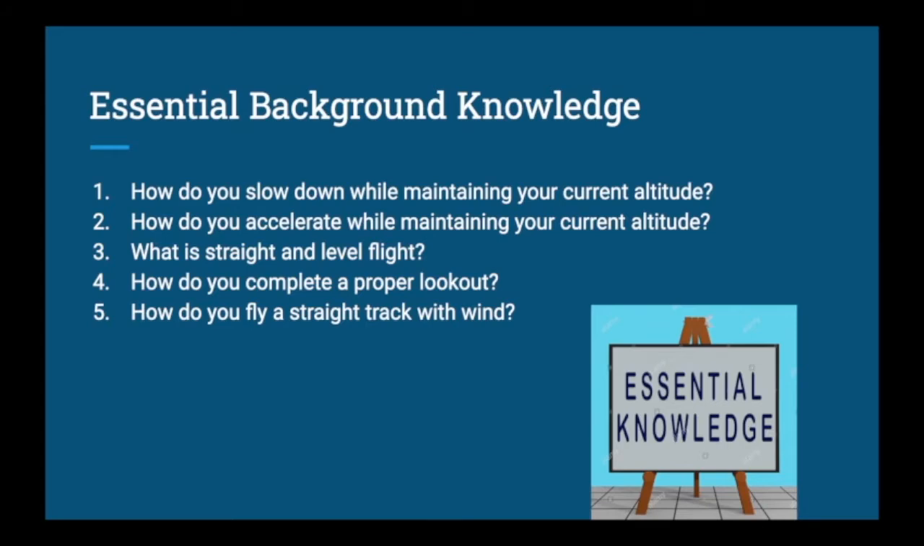Some background knowledge for this lesson. If you want to pause the video and answer these questions, we'll start with number one. How do we slow down while maintaining our current altitude or reducing our airspeed? We've already done this. You reduce your power, slightly pitch up, and then trim. Power, attitude, trim. And to accelerate, you're going to add power, pitch down, and then retrim the airplane.